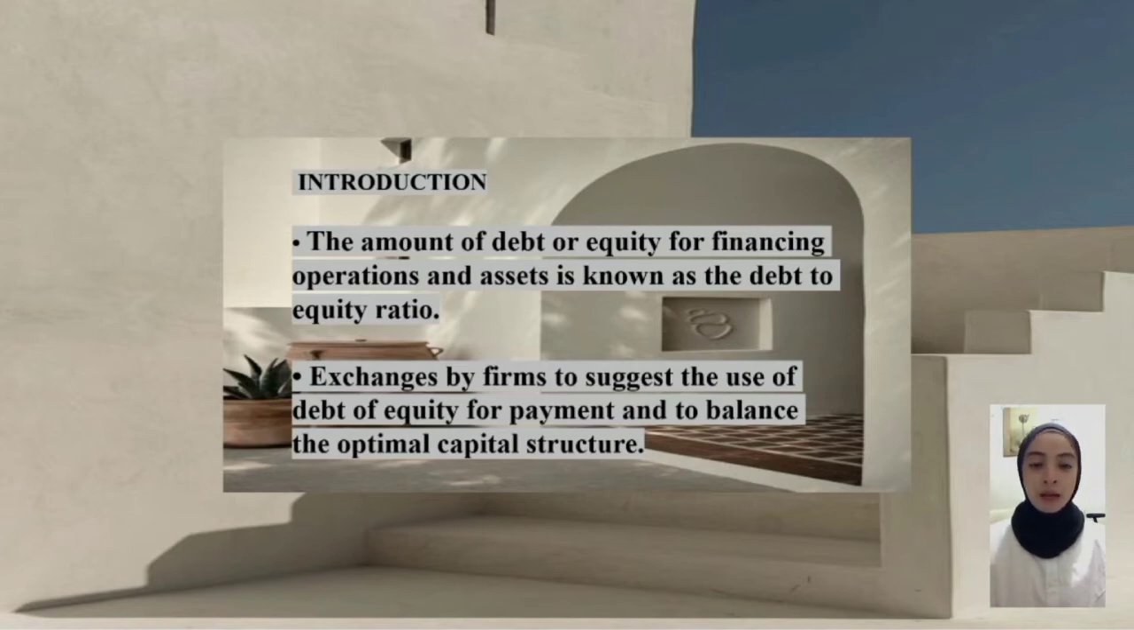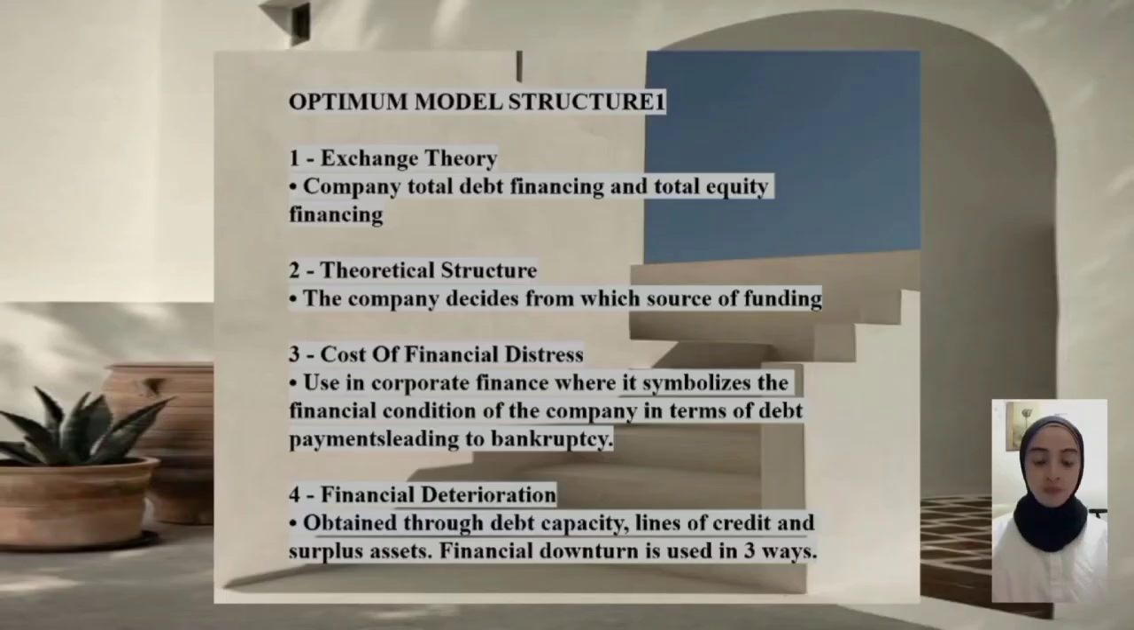Introduction. The amount of debt or equity for financing operations and assets is known as the debt-to-equity ratio. Exchange by firms to suggest the use of debt or equity for payment and to balance the optimal capital structure. Optimum model structure. Number 1. Trade-off theory. Company total debt financing and total equity financing. Number 2. Theoretical structure. The company decides from which source of funding.